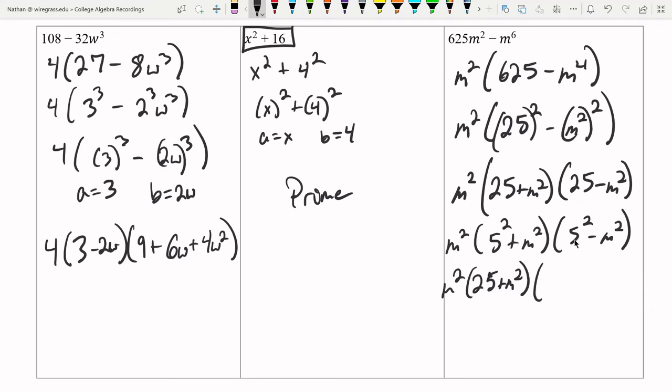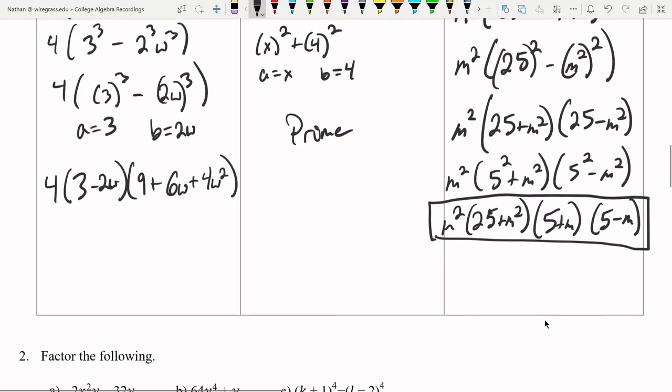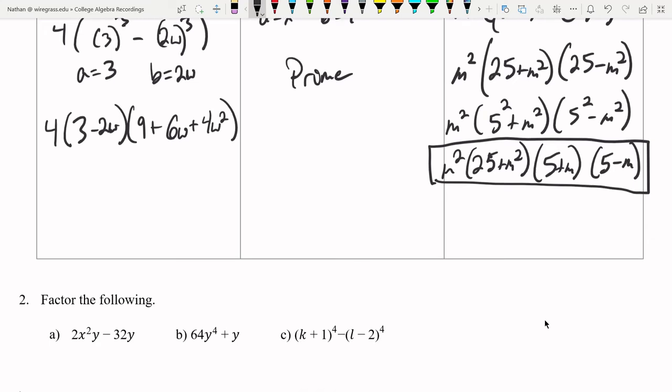And then I get a plus b, a minus b. And that is completely factored. The 25 plus m squared is prime, so I can't break that down any further. And this is the key thing I wanted to show you with this last problem, is that you sometimes have to keep asking the question, can I factor this down further? And if you can, you need to keep going. Okay, give it a try in number 2.